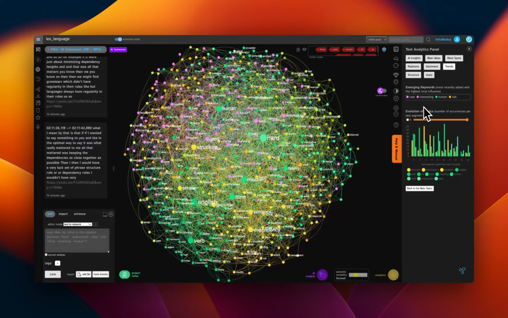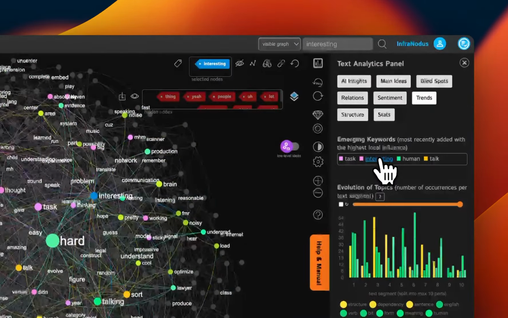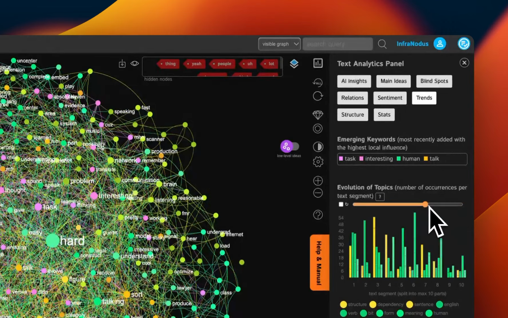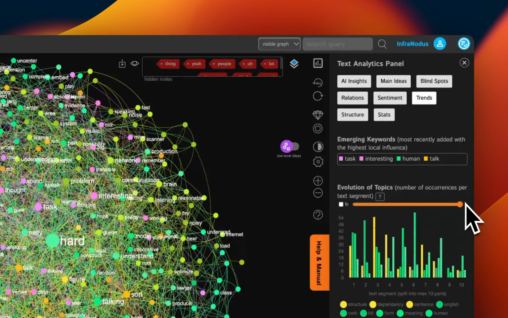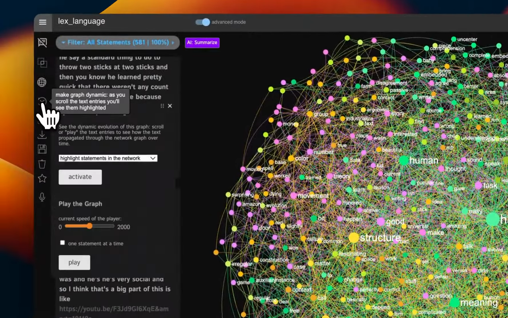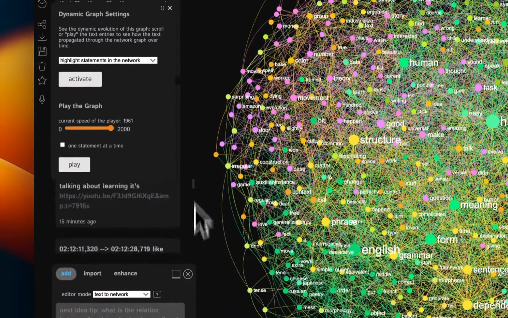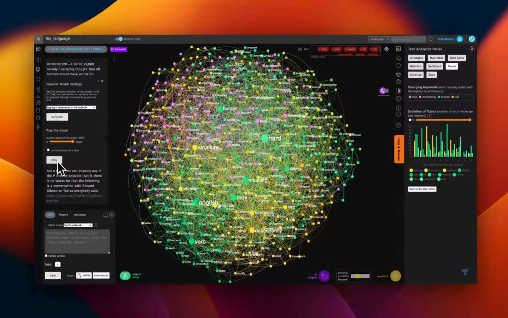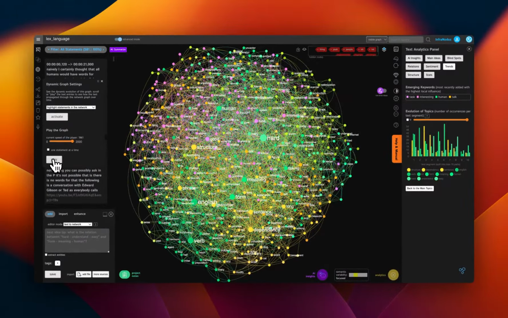Emerging keywords. So is this... Actually, this makes me want to do something. What I want to do is watch the timeline. So let me start at the beginning. I think these are all time-coded. All right, they are. And so I'm going to play.